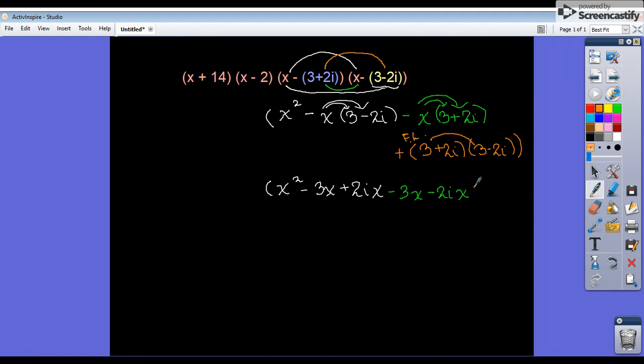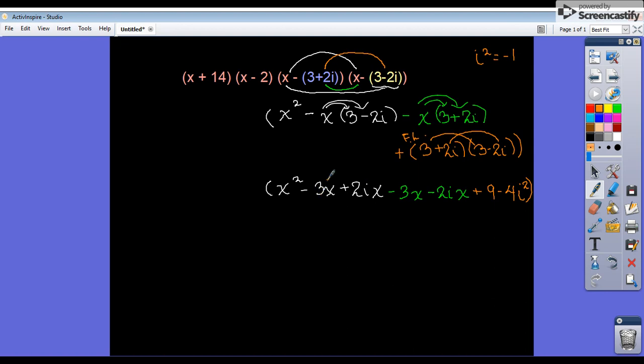So 3 times 3 is 9. And 2i times negative 2i. All right, so 2 times negative 2 is negative 4. And i times i, it's just like multiplying x times x. x times x is x squared. i times i is i squared. And keep in mind that i squared is equal to negative 1.